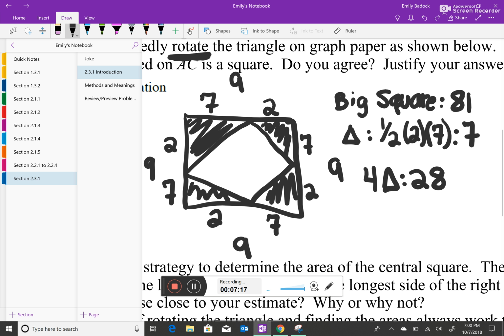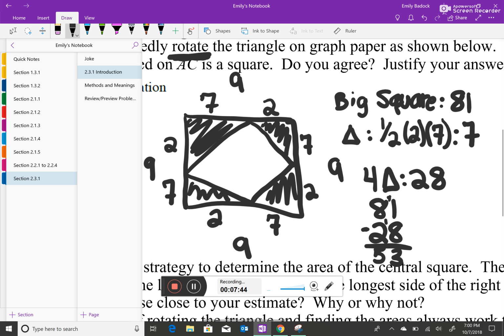And 81 is the area of the big guy. So all we have to do now is take 81 minus 28. I subtract weird, so I apologize. So roughly 53. So like we said, that is an estimate.